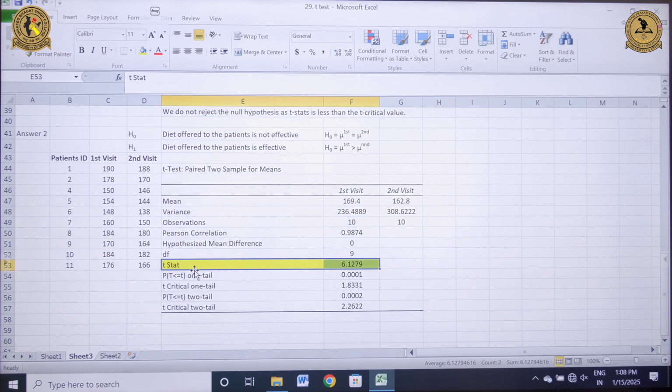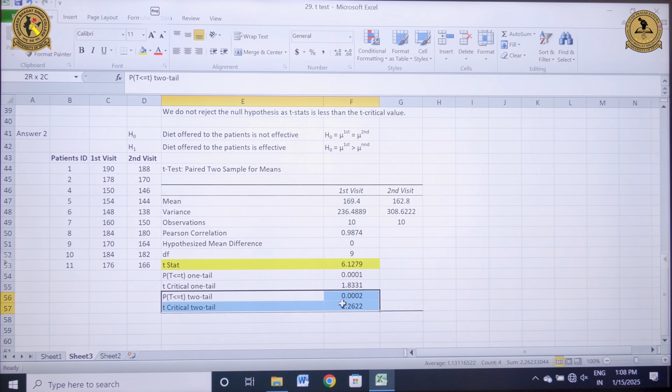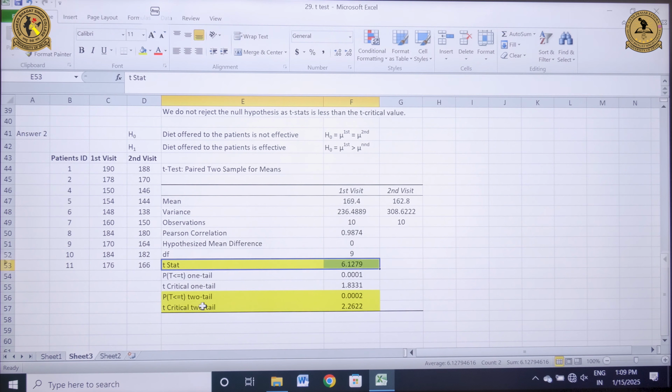Either I can compare the t statistic with the two-tailed critical value, or I can take my decision based upon the p-value. In this case the p-value is found to be less than the 5% level of significance. Hence we will reject our null hypothesis. Alternatively, I can also observe that the t statistic is greater than the critical value of 2.26. Hence we can conclude that the diet offered to the patient is effective.